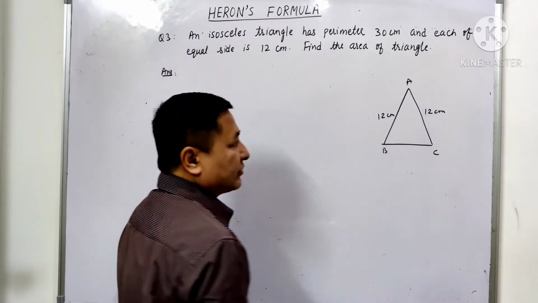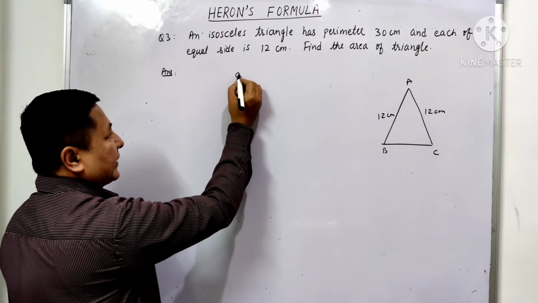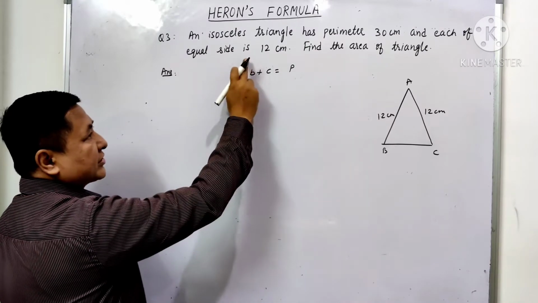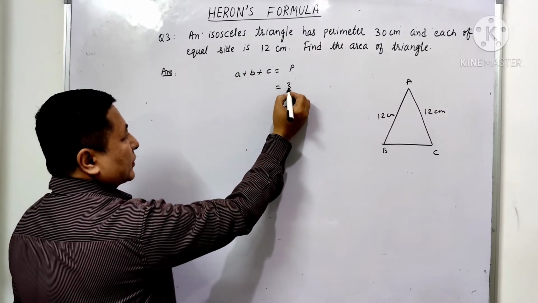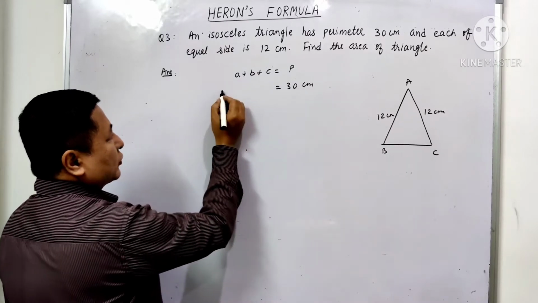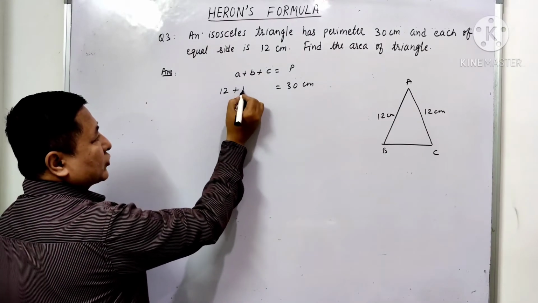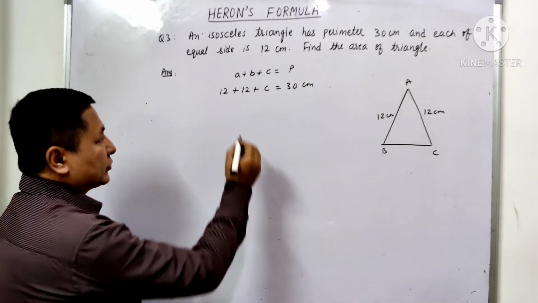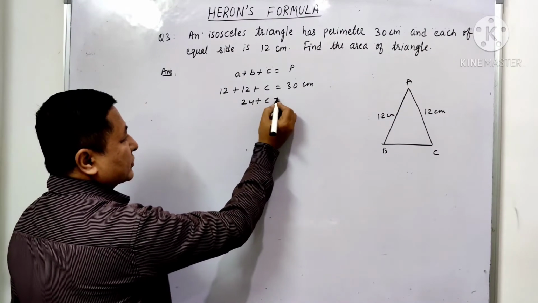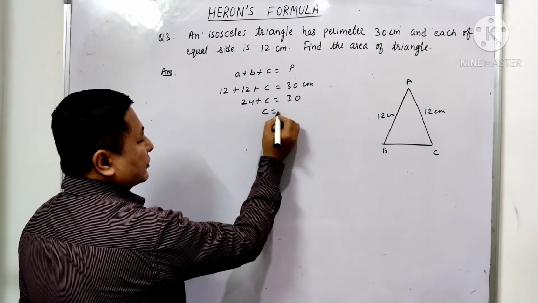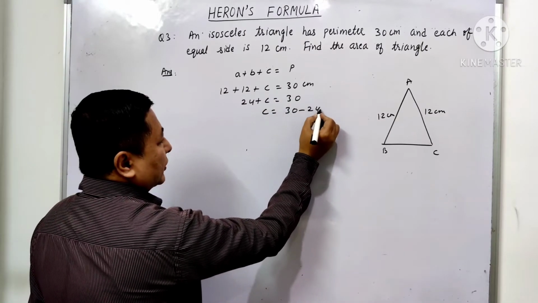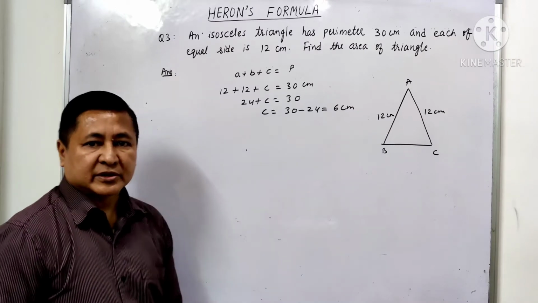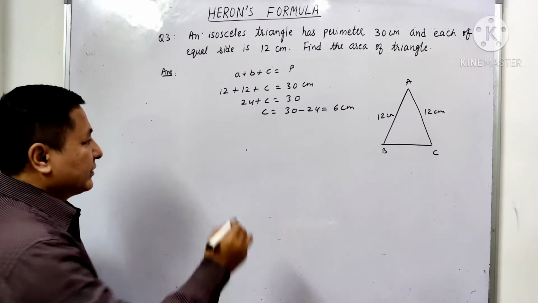The third side is not given. So we can have A plus B plus C equal to the perimeter, and the perimeter is given as 30 centimeter. So the equal sides are 12 plus 12, and the third side we have to take as C. So 24 plus C is equal to 30. So C will be equal to 30 minus 24, that is equal to 6 centimeter. So the third side will be 6 centimeter. Now we will find the semi-perimeter.